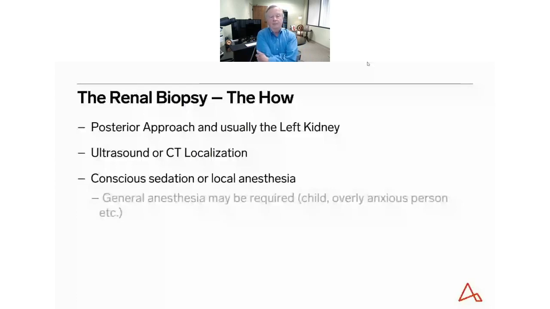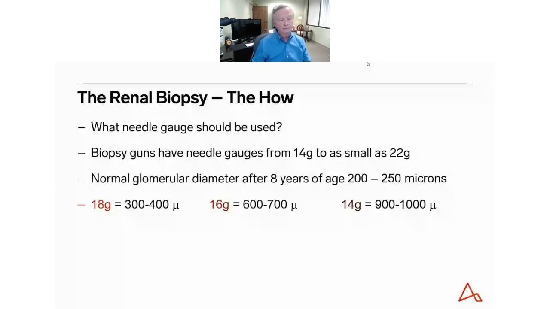The how. In general, I'm not going to go into all the oddball ways things get done, transjugular and all these other things. In general, it's a posterior approach, usually the left kidney. Today we do ultrasound a lot, or CT. Conscious sedation, local anesthesia. Children may require even general. Here's the most important question.